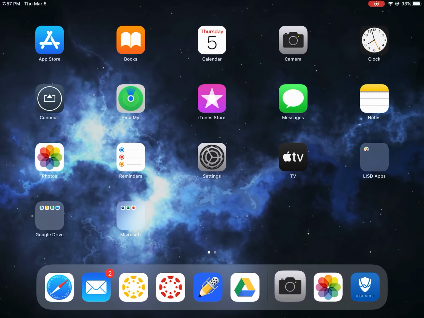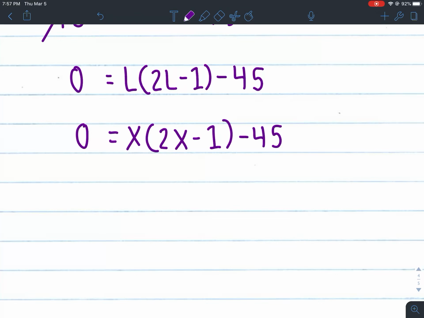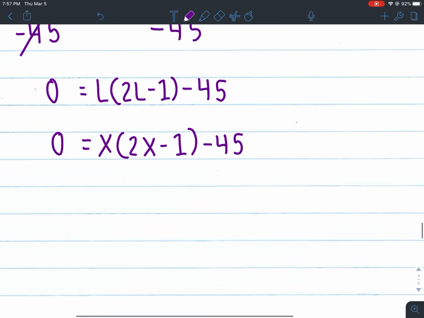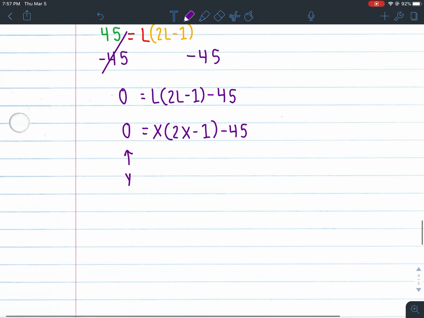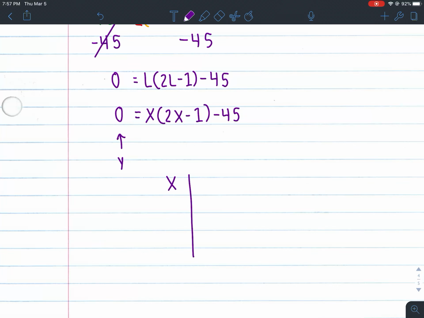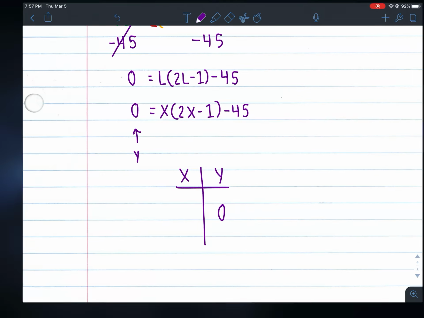Well, again, what am I looking for? I'm looking for when Y is equal to 0. And why am I doing that? Because normally on this side of the equation, we have a Y, but we don't this time, just because of the problem that we have. So we're looking for Y equal to 0. So in my calculator, I'm looking for 0 over here in the Y column.